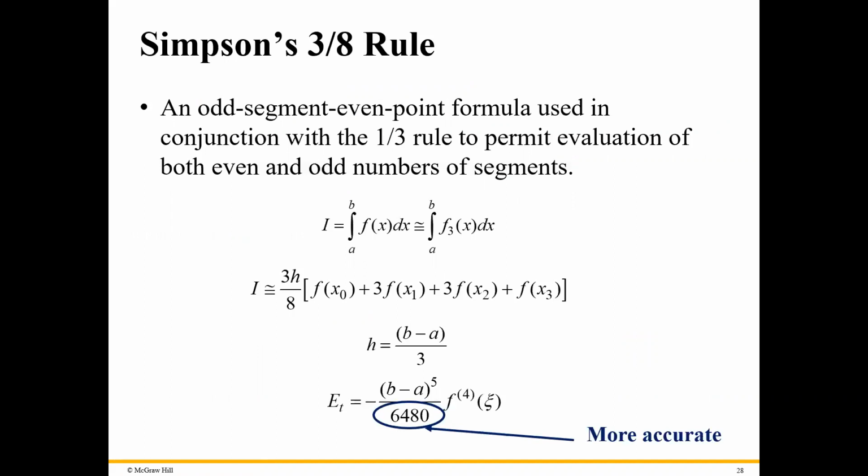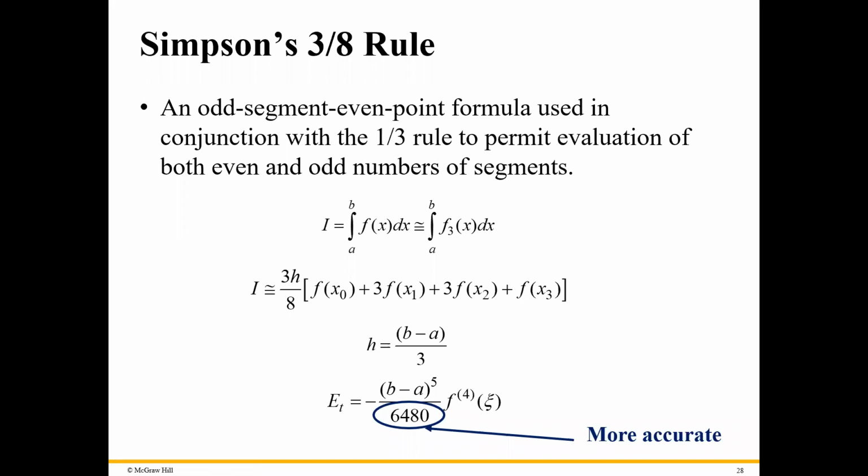Okay, so the Simpson's 3 by 8 rule is also there. And the reason for the Simpson's 3 by 8 rule is that it is useful when we have an odd segment even point formula. That means Simpson's 1 by 3 rule was only applicable when we have an even number of segments. But for an odd number of segments, we can use the trapezoidal rule, which is not very accurate. A more accurate rule is Simpson's 3 by 8 rule, that can be used for the odd number of segments. So an odd segment even point formula used in conjunction with the 1 by 3 rule permits the evaluation of both even and odd numbers of segments.